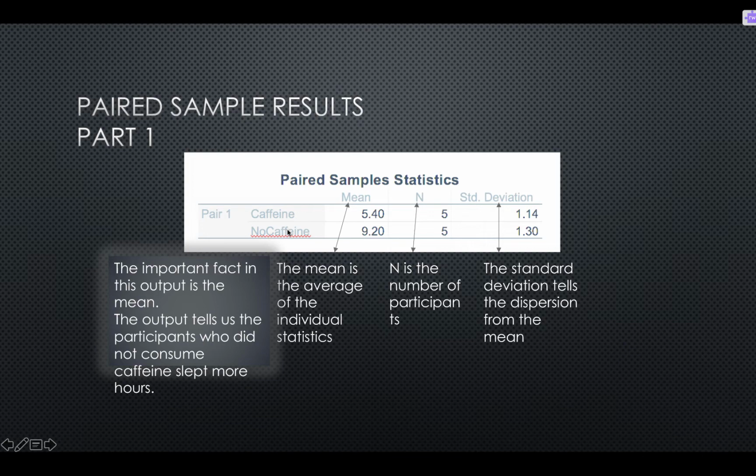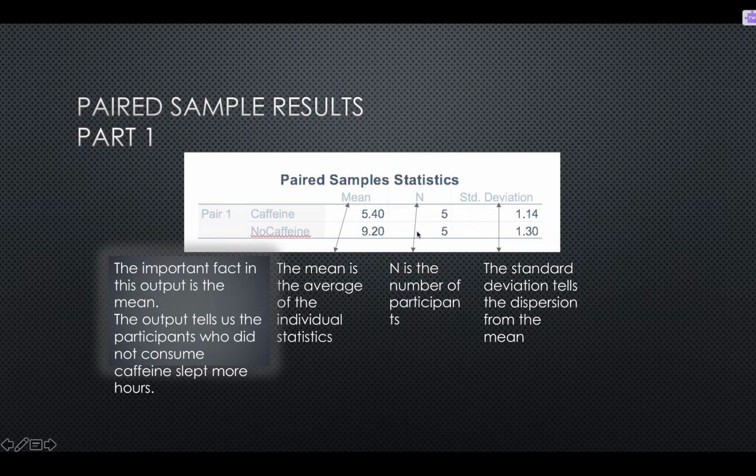In the paired sample output, it does not give the dependent variable, which is hours slept. So caffeine and no caffeine are two of the variables. The third variable is what it's being run against, which is the dependent variable of hours slept. Okay, so these are the means. The n is the number of participants, and the standard deviation tells us the dispersion from the mean.